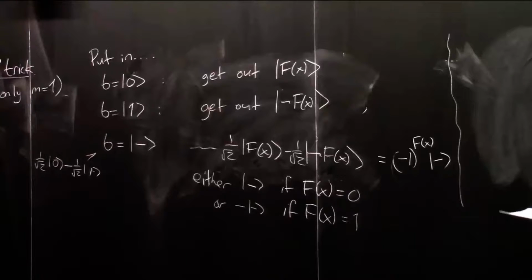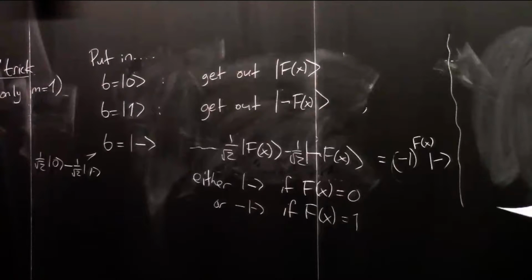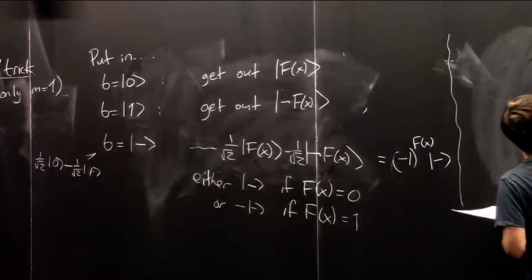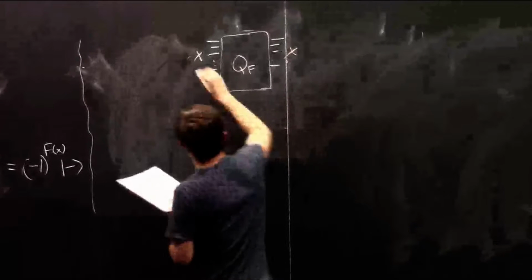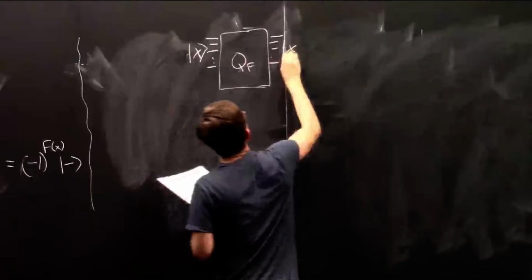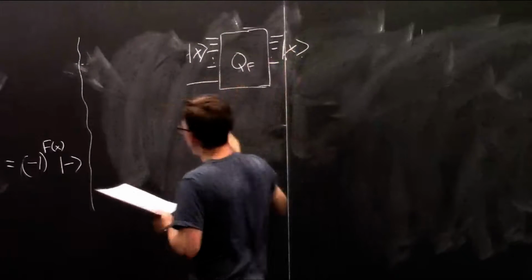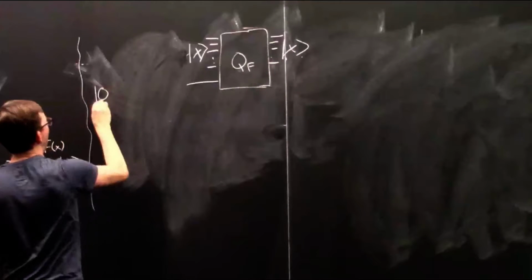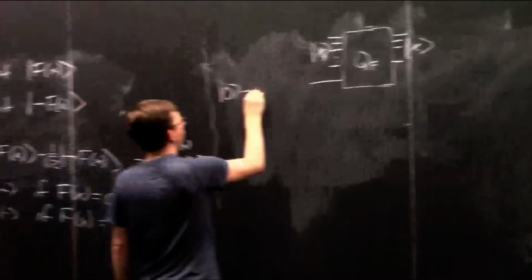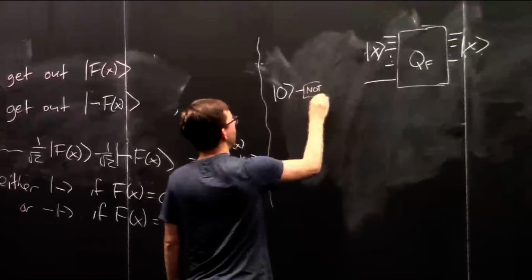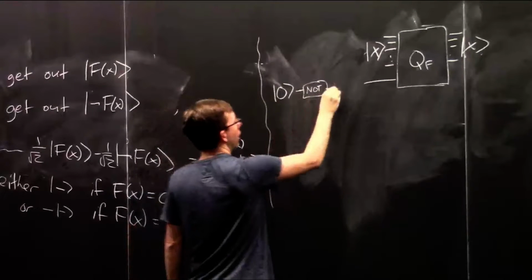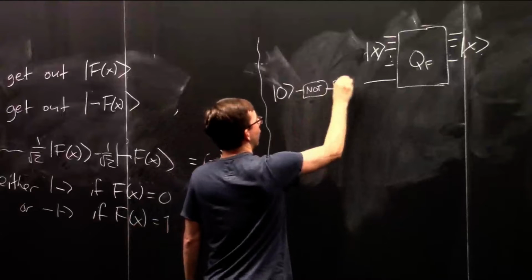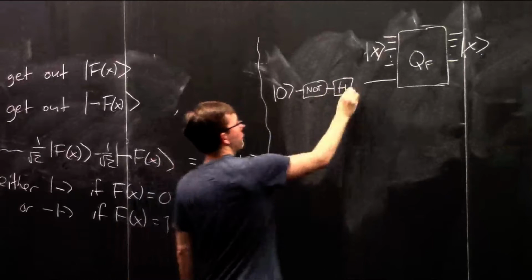So now let me draw the picture again. x comes in here, x comes out here. And now we're imagining putting a ket minus in. So let's just spell out how one would simply do that. You could take a ket 0 and put a NOT gate. That would make it into ket 1. And then you could put a Hadamard gate. Hadamards convert ket 1s to ket minuses.